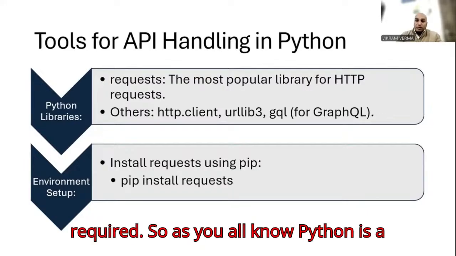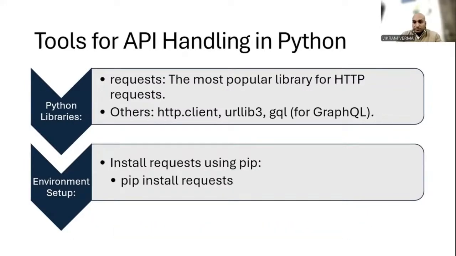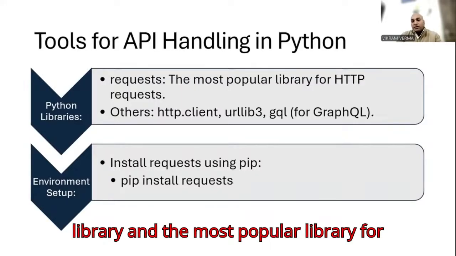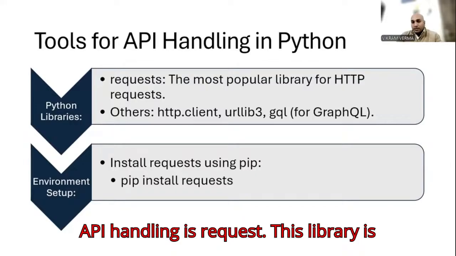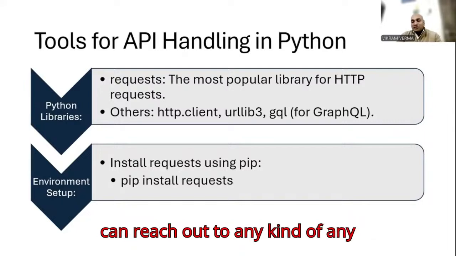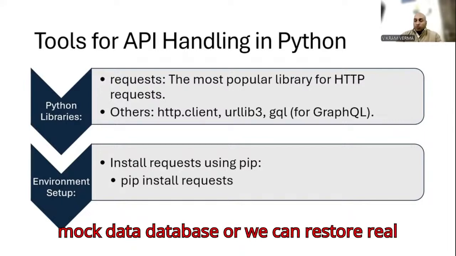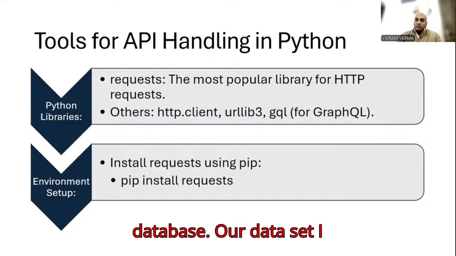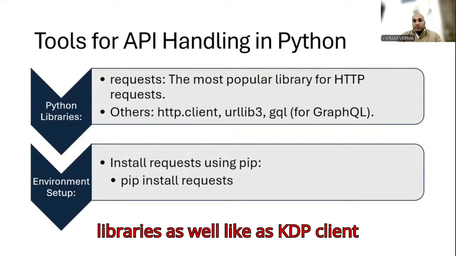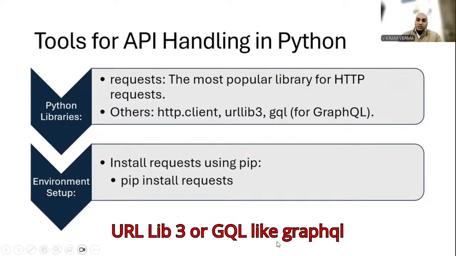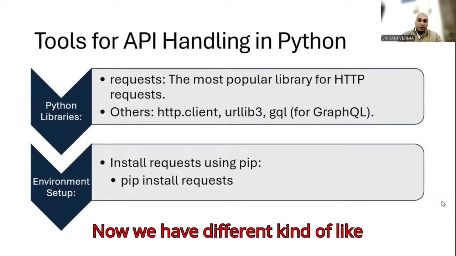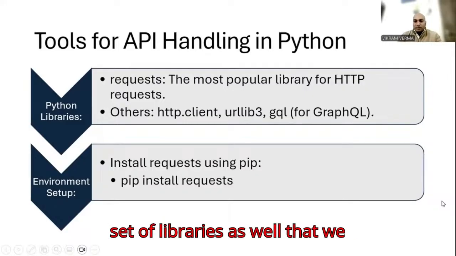As you all know, Python is a big sea of libraries. So here also, we need to use a library. And the most popular library for API handling is requests. This library is like magic. We just need to import that library after installing it, and then we can reach out to any mock database, or we can reach a real database as well, or data set, I should say. We do have other libraries as well, like http.client, urllib3, or GQL for GraphQL. We have different kinds of libraries as well that we can use.